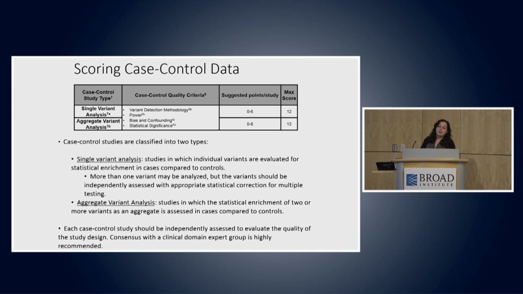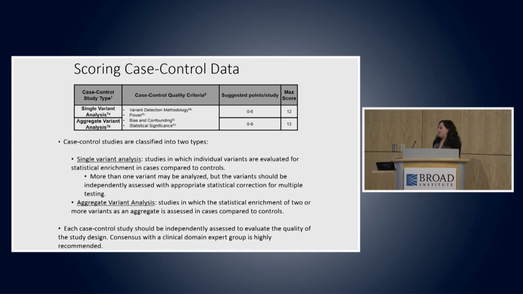So now I want to talk to you about scoring case control data. As I mentioned, case control studies are classified in 2 ways. There's a single variant analysis and aggregate variant analysis. So in a single variant analysis, you're looking at enrichment of a single variant in cases versus controls. More than one variant can be analyzed in this case, but they should be independently assessed and have correction for multiple testing. Whereas for aggregate variant analysis, maybe you're just looking at statistical enrichment of 2 or more variants, or all the variants in a gene, your particular variants of interest in cases compared to controls.